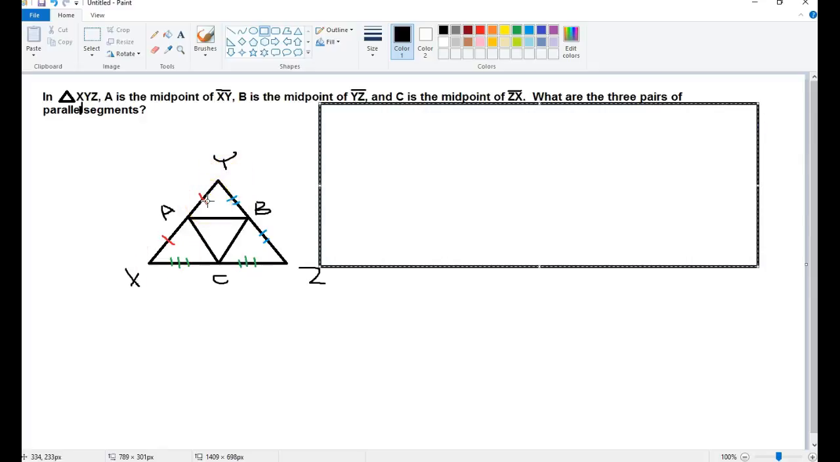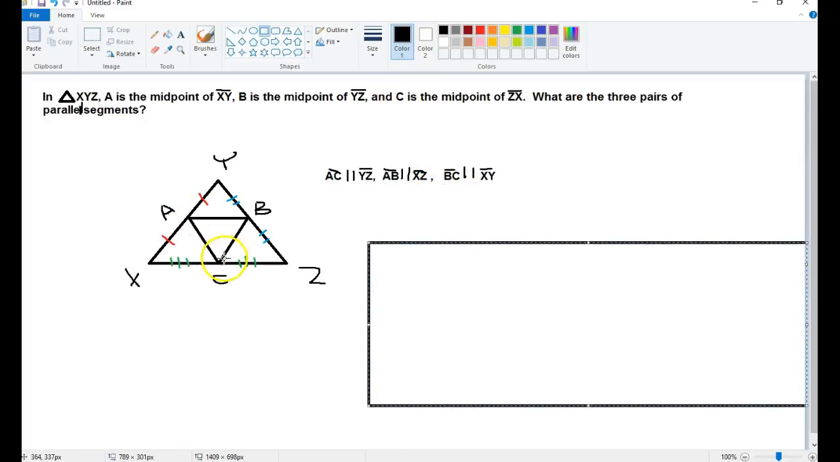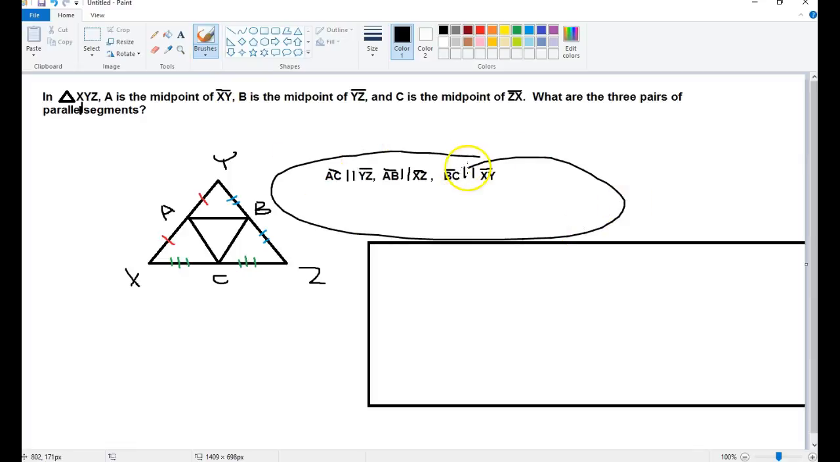So when we're identifying these parallel sides, A is the midpoint of XY, so you just gotta look at the picture and turn your head a little bit and move around to see where the midsegment is and where the sides that are going to be parallel are for all of these different things. So written out, AC is parallel to YZ, AB is parallel to XZ, and BC is parallel to XY. So that's all that you would need for this answer here.